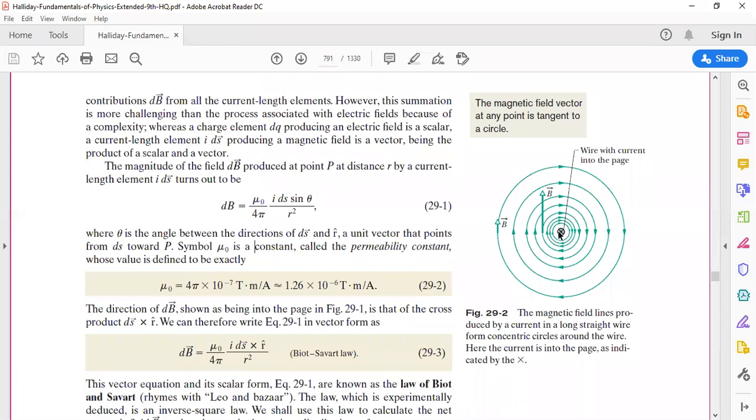So your thumb must always be in the direction of the current. For determining the direction of the magnetic field using Biot and Savart's law, the direction of the current will always be shown by the right hand thumb, and you will curl your fingers. Your curling fingers will show the direction of the magnetic field.